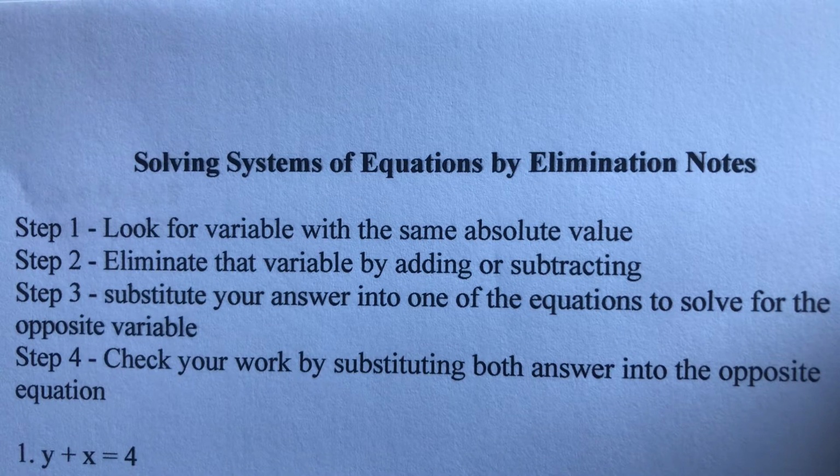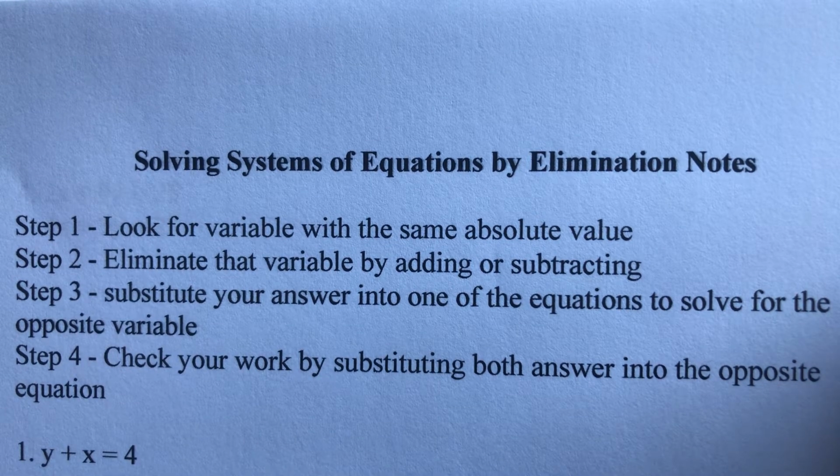Okay, this is called solving systems of equations by elimination. So, our steps. Step 1, we want to look for the variable with the same absolute value. So remember, absolute value means always positive. So we're going to focus in on the signs after, but we want to try to find a variable that has the same coefficient. So they're both 1s, they're both 2s, they're both 3s. I'll point that out as we look at our examples.